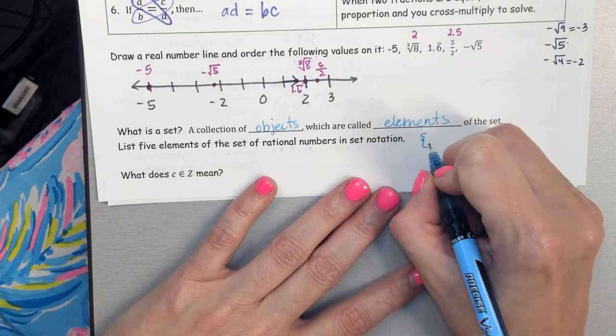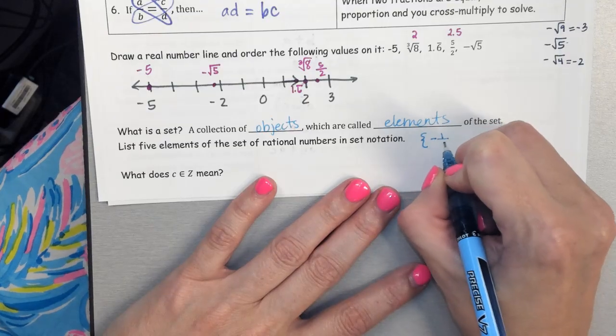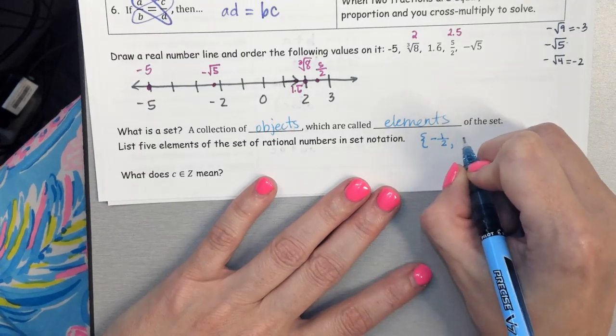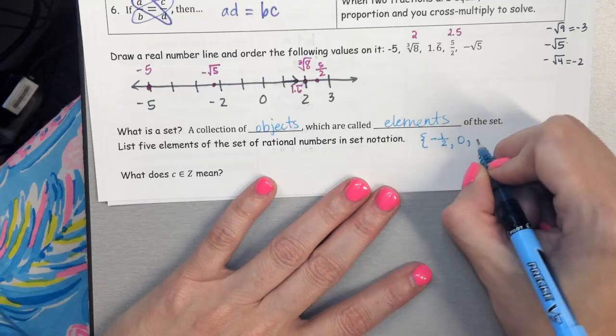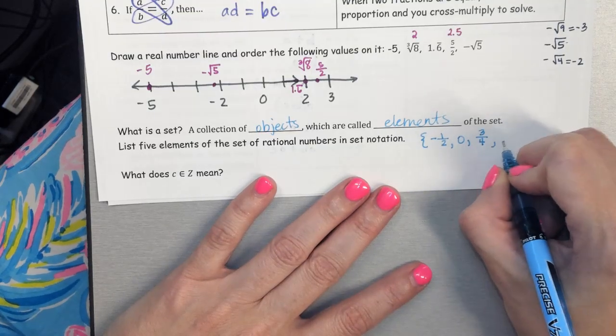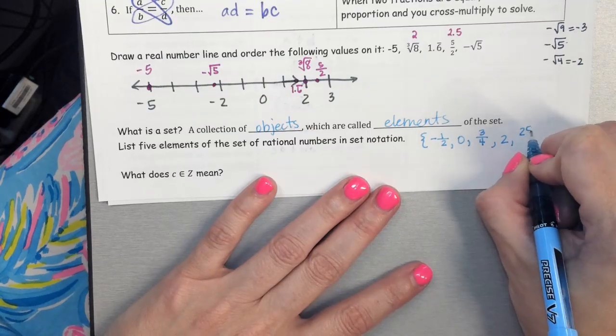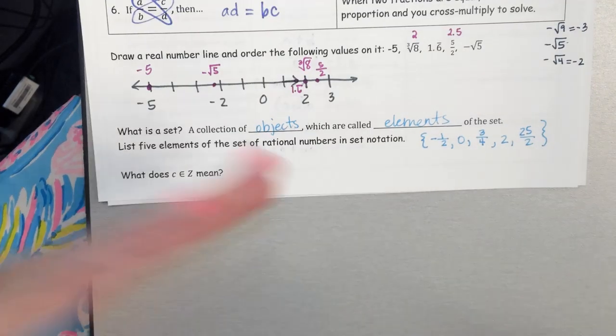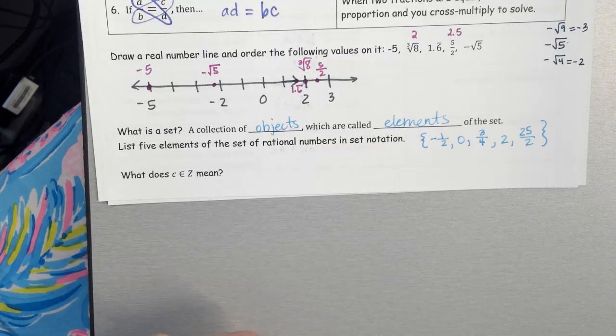Have any of your teachers called it something else? Just the fancy brackets. I just put 5 rational numbers: fractions, 0, an integer.